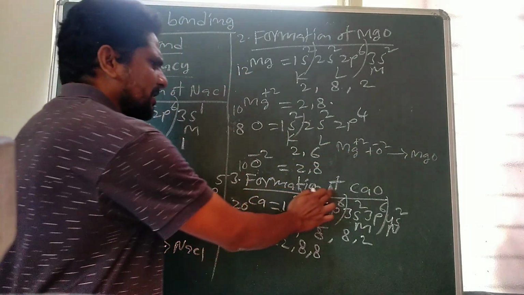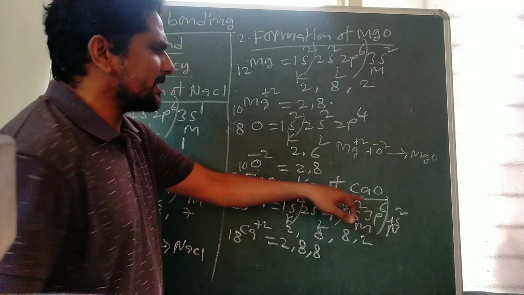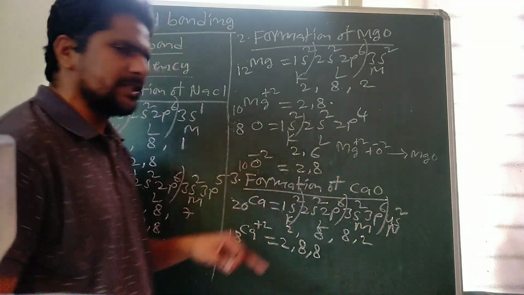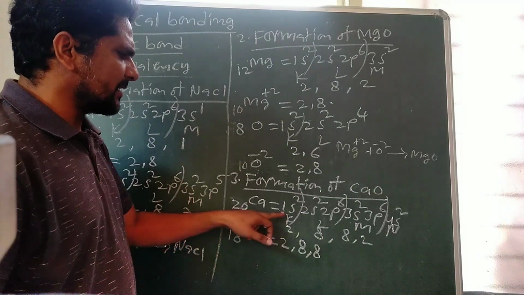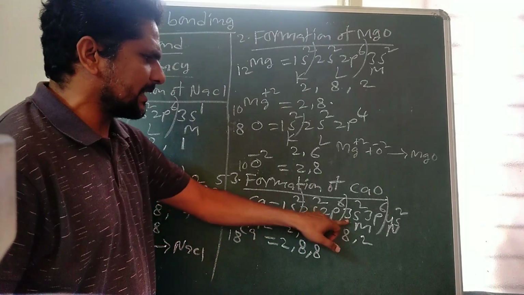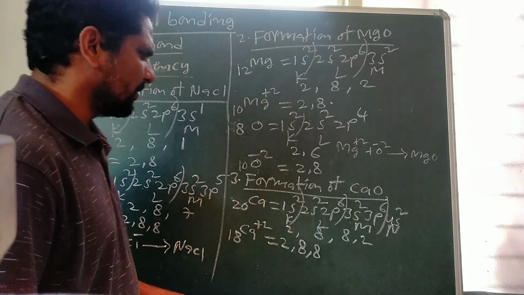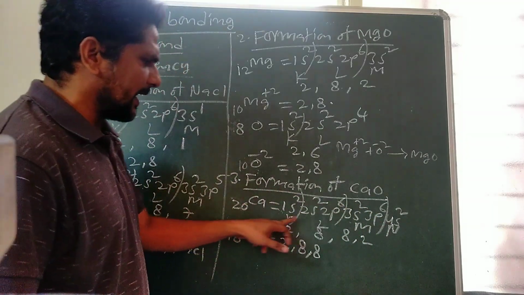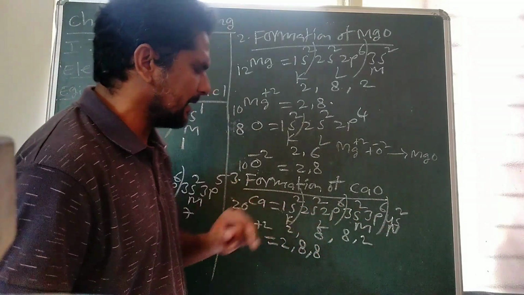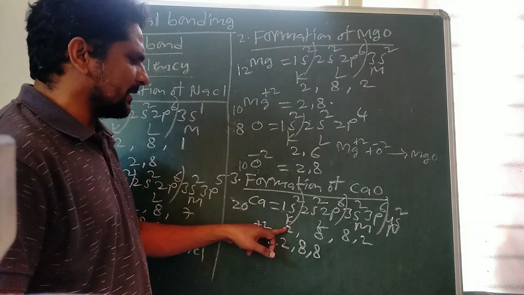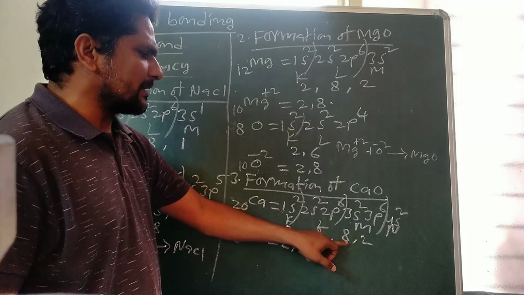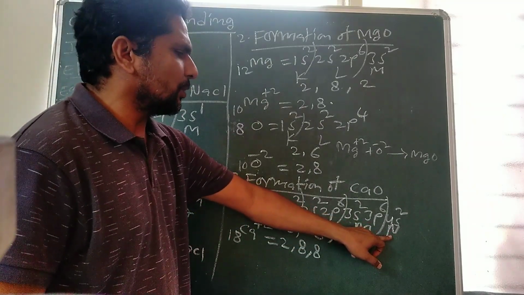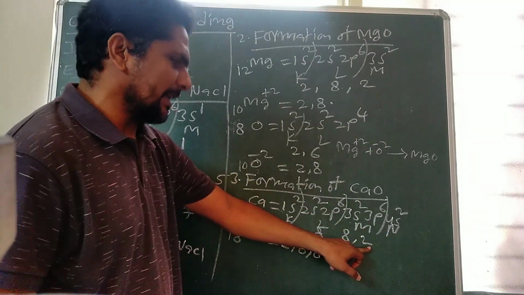Similarly, formation of calcium oxide. Calcium oxide consists of calcium and oxygen. The atomic number of calcium is 20. Electronic configuration is 1s2, 2s2, 2p6, 3s2, 3p6 and 4s2. These are divided into shells K, L, M and N. So 2 electrons are present in the K shell, 8 electrons in the L shell, 8 electrons in the M shell and 2 electrons in the N shell.